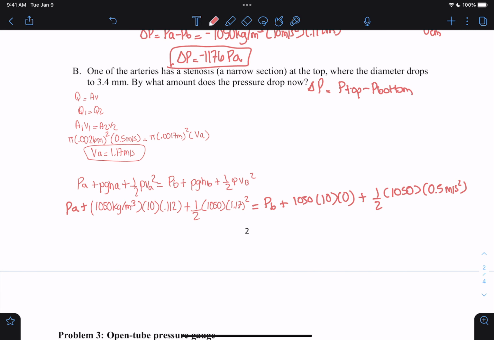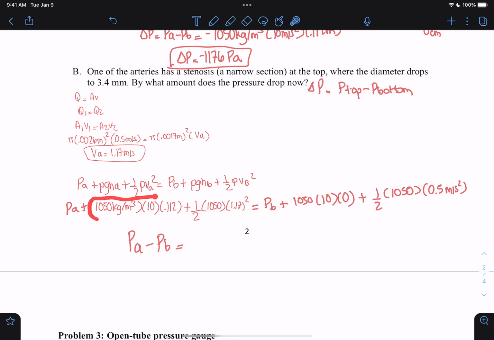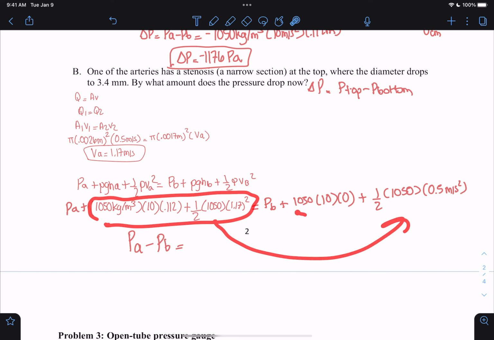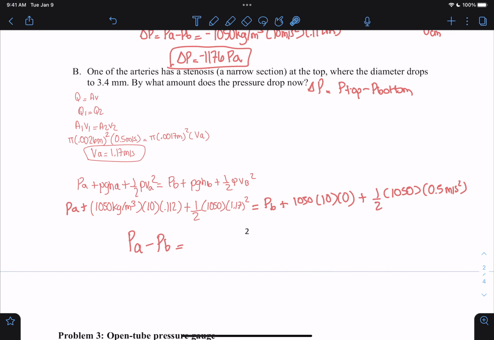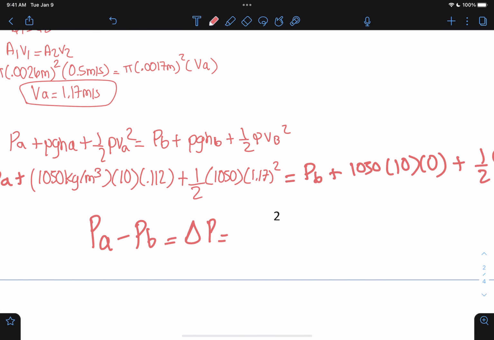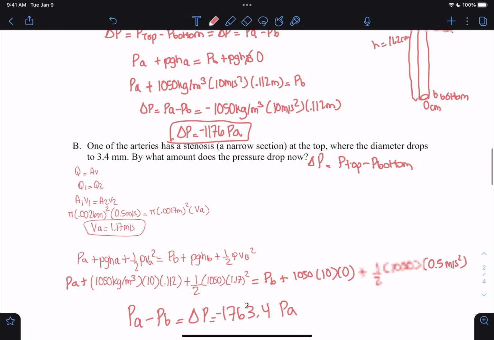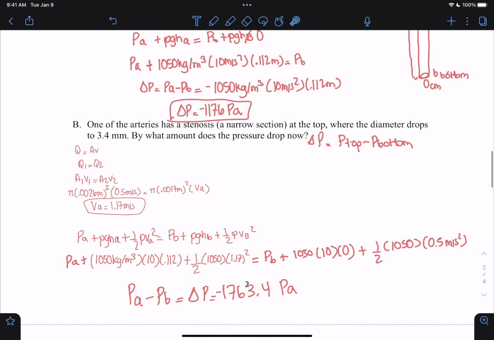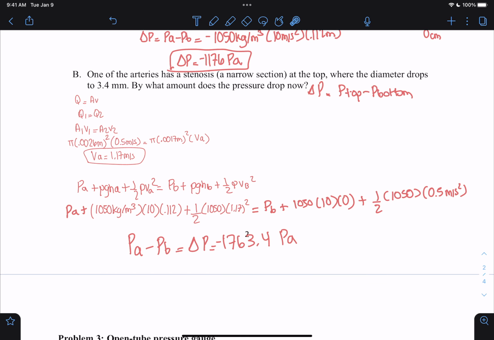So once you solve out all of this mess and isolate for P top, or PA minus PB, you essentially take this stuff here, add it up together, and then subtract it from this stuff there that you added up together. And so you end up with delta P somewhere around 1,763.4 pascals, and I believe it's negative 1,763.4. Because it only makes sense that there should be a pressure drop because of that increase in speed, like I said.